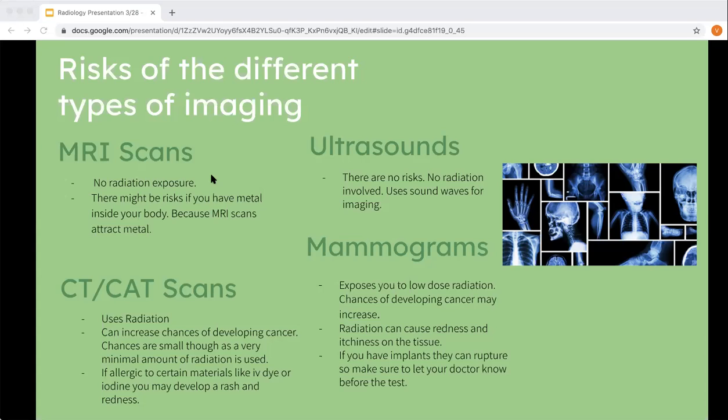Next, we have CT or CAT scans. CAT scans do use a high dose of radiation, which may increase a person's risk of developing cancer. Another risk is if a person has an allergic reaction. If a person is allergic to certain materials like IV dye or iodine, they may develop a rash and some redness. Then we have mammograms. Mammograms also use radiation to create the image, so there's a risk that a person may develop cancer later in life. This happening is quite rare as the radiation doses are highly regulated and are pretty low. Another risk is that if a person has implants, they might rupture, and if they have some allergic reactions, they may develop redness and itchiness.